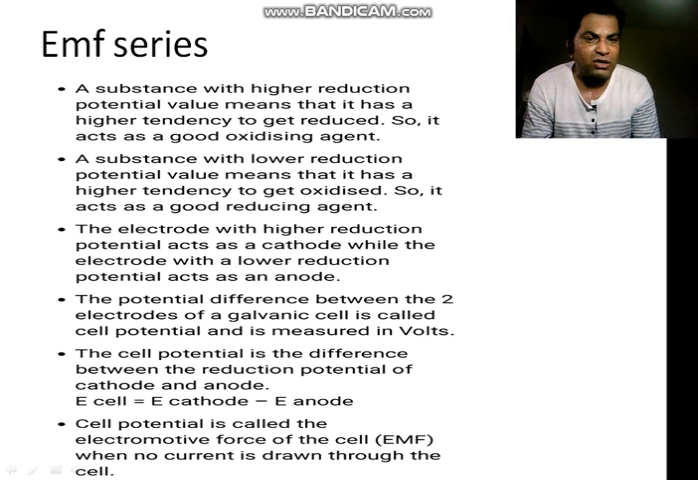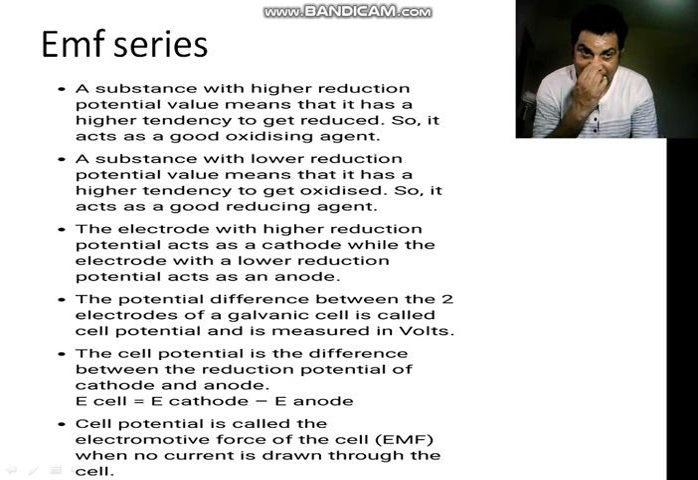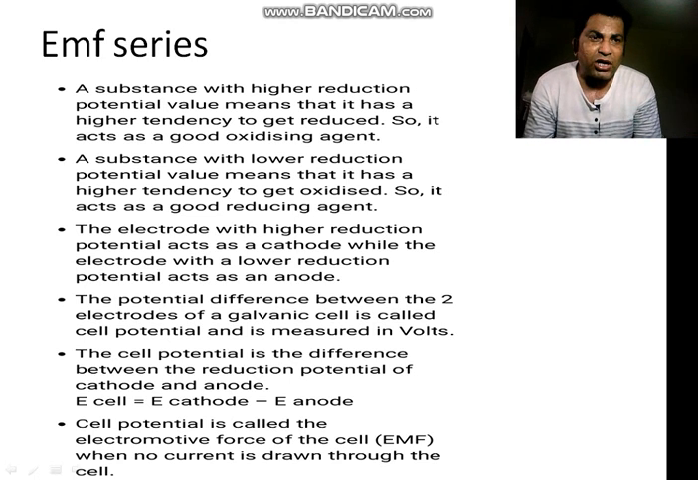The potential difference between the two electrodes of a galvanic cell is called cell potential, measured in volts. It is the difference between the two; for example, copper's value was 0.34 and the anode's is -0.76. If you take the difference, then 1.10 is the electric potential of the galvanic cell. The cell potential is the difference between the two, so that you can read and understand.